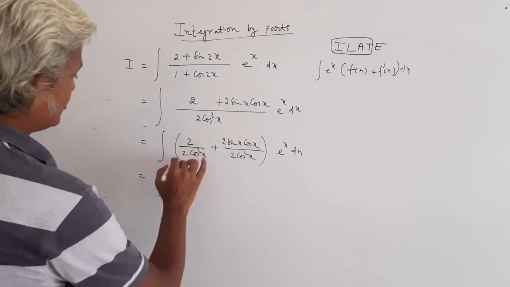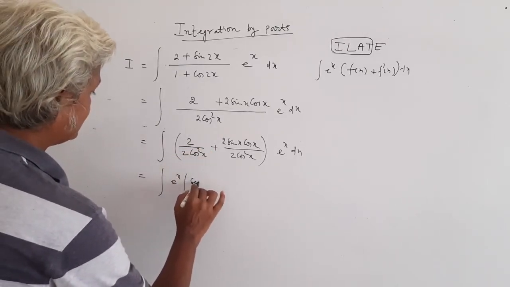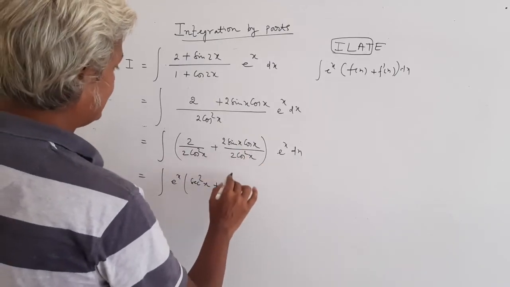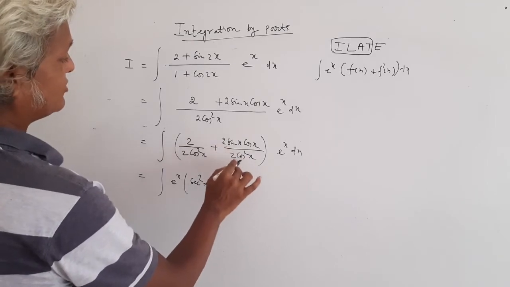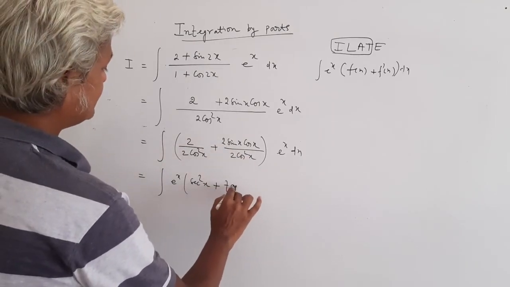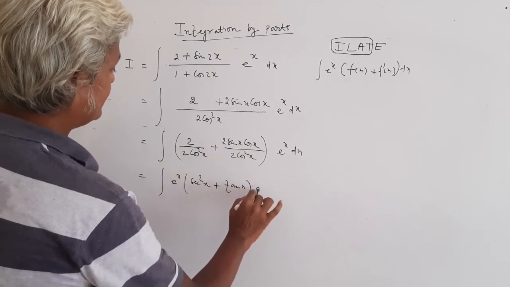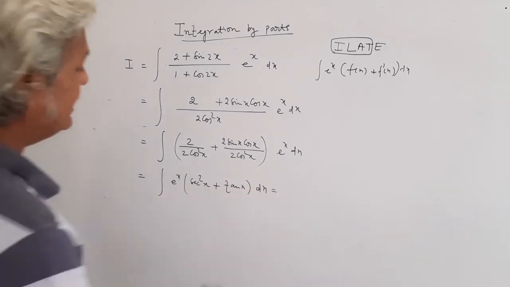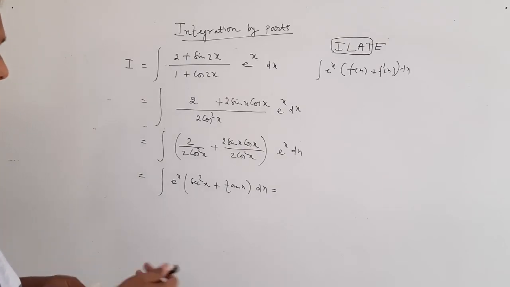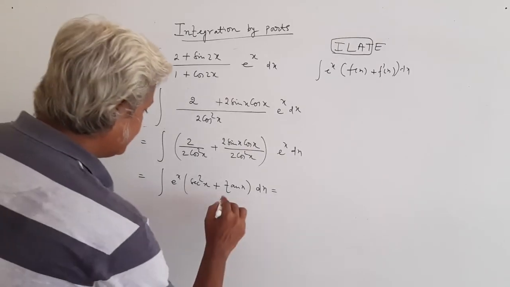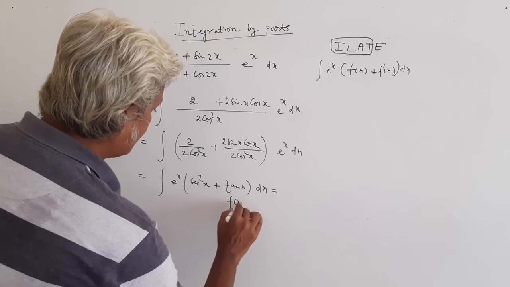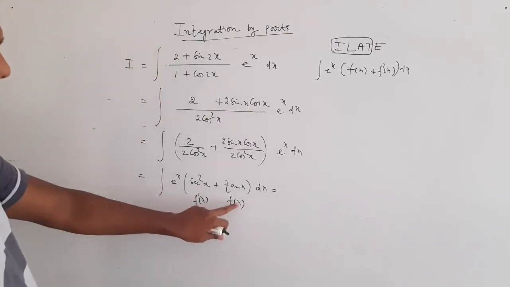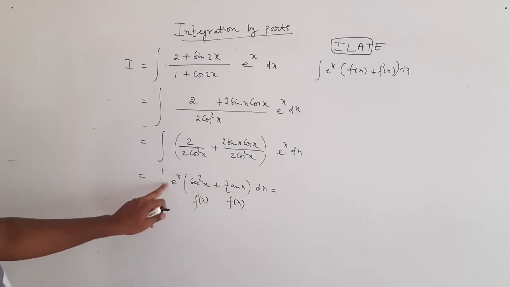And then you get 2 to cancel, 1 over cos square x is just sec square x plus 2 to cancel, cos cancel, and then you are left with sin x over cos x, and that is tan x dx. Now you see, if tan x is your function f x, then this is your f dash x. So differentiation of tan x is sec square x. So this is already in the form.